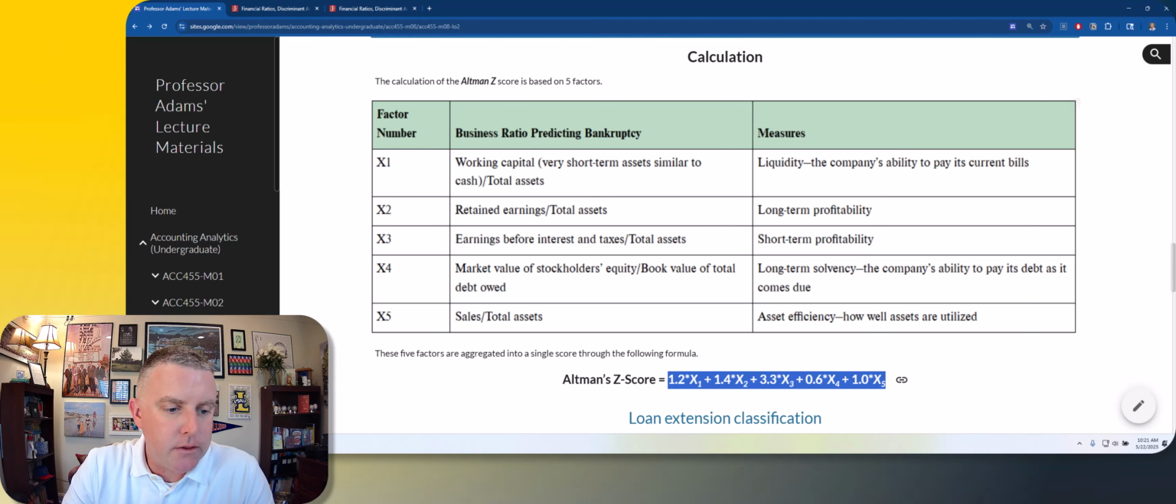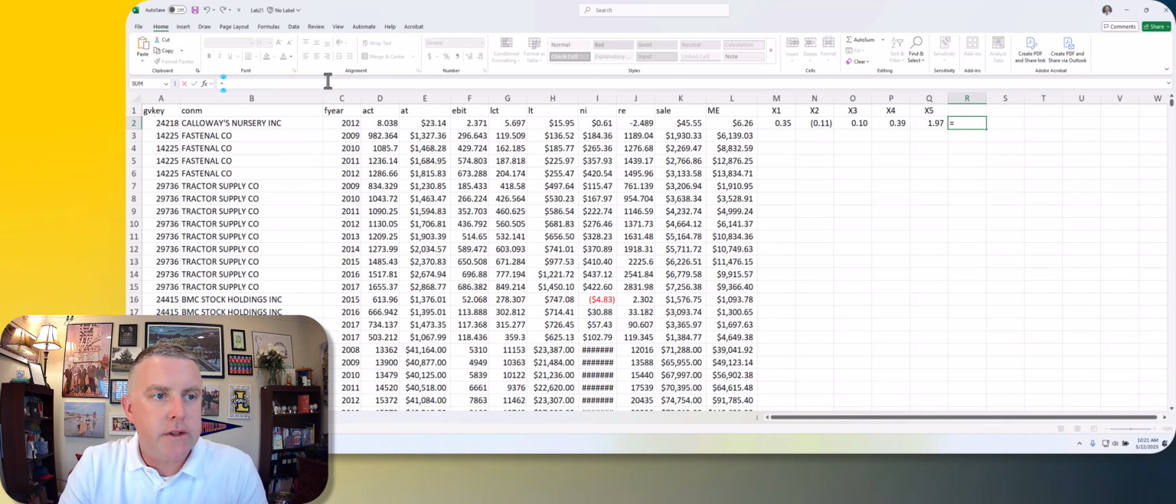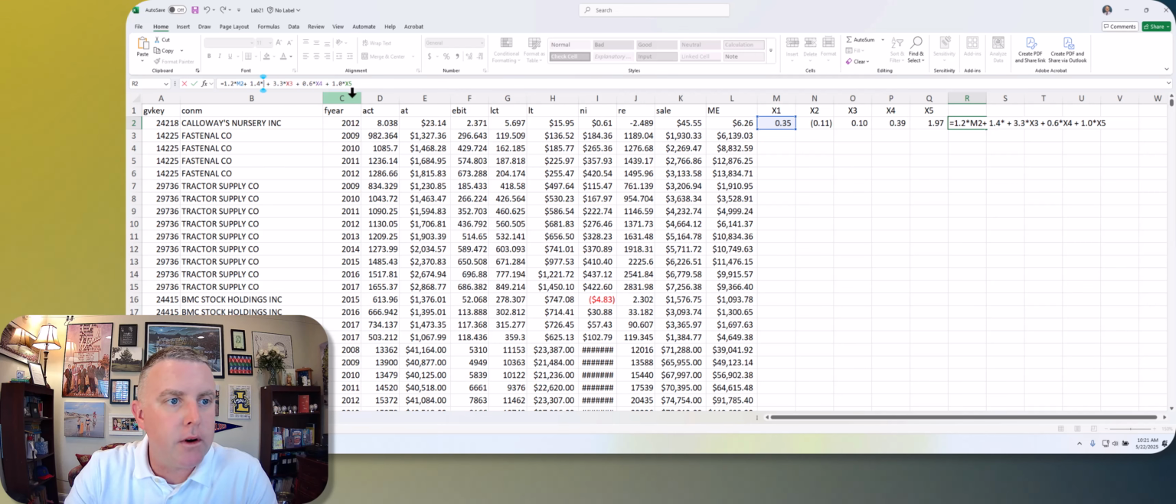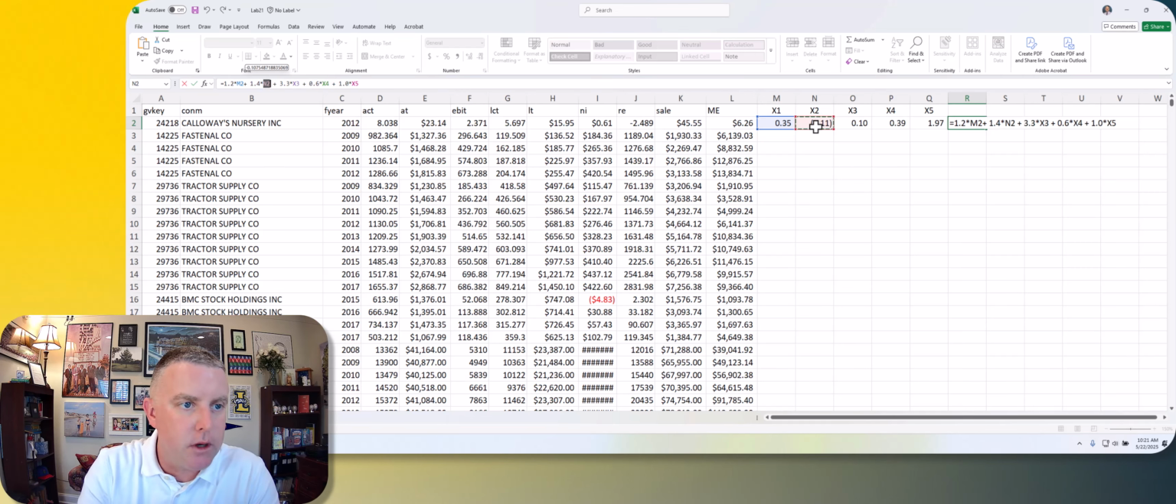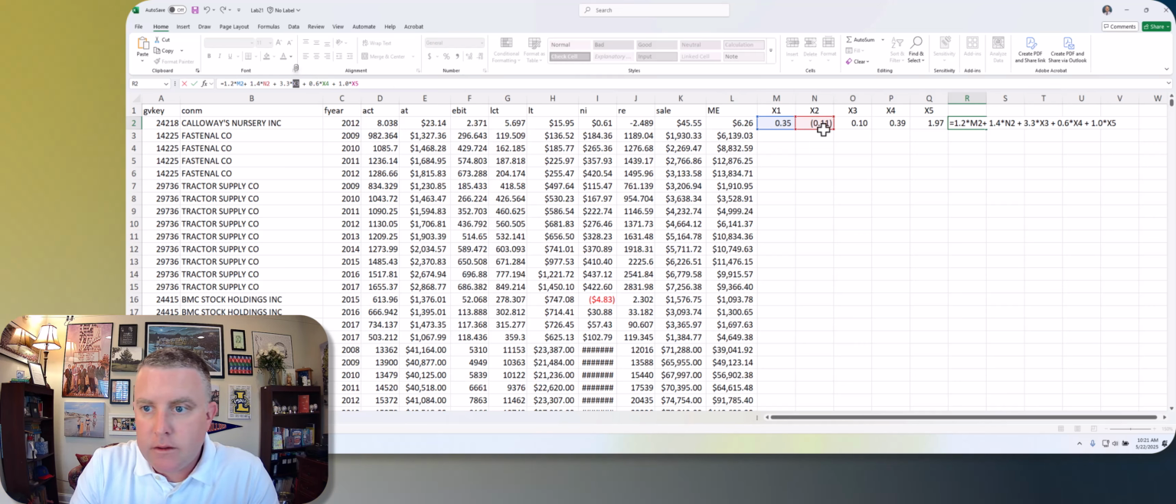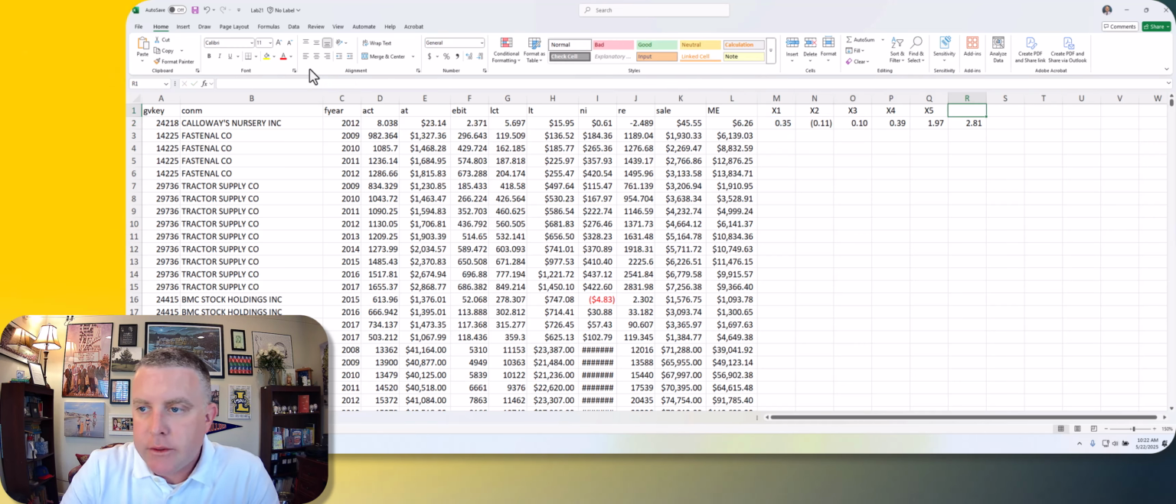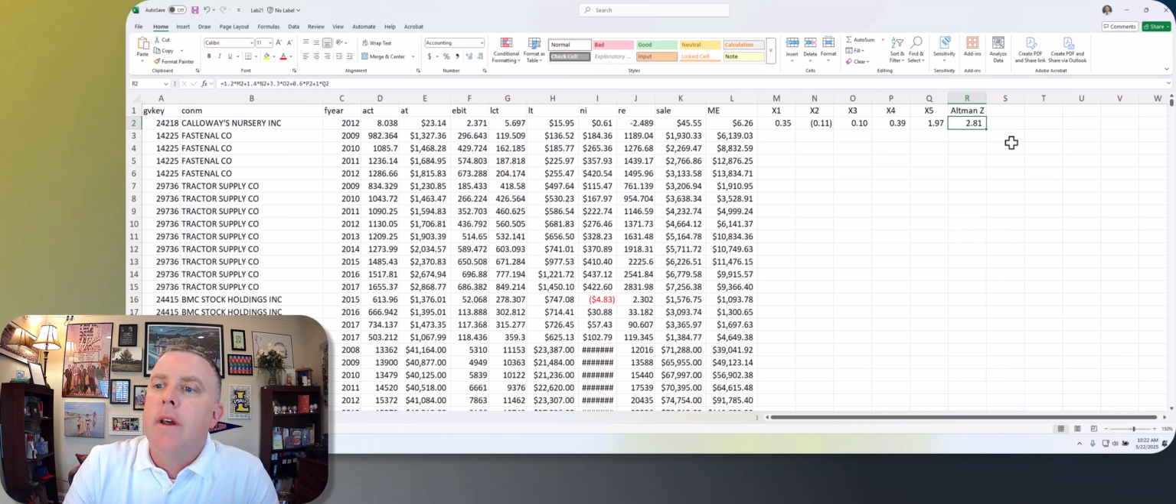So we'll go back to Excel here, and we're going to say this is equal to 1.2 times x1. So x1 we want to replace with our field here, x1, and then we want to replace x2 with our cell that contains x2. And then we're just going to continue this for each factor in this calculation. So this gives us our Altman z-score, okay?